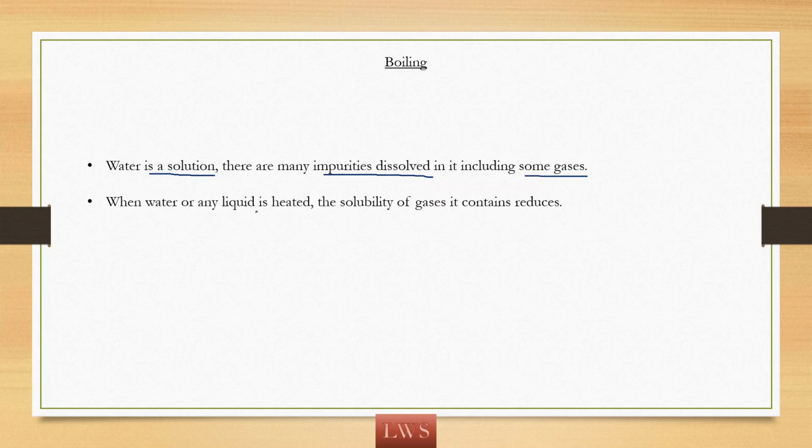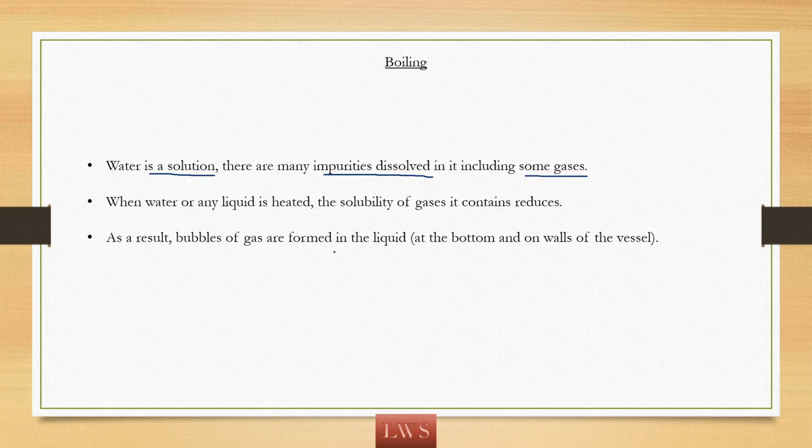When water or any liquid is heated, then the solubility of the gases it contains reduces. As a result, bubbles of gas are formed in the liquid at the bottom and on the walls of the vessel. So actually there are some gases which are dissolved in the solution, that is water. When we are heating, the temperature of the water is rising. When the liquid temperature rises, the solubility of the soluble gases decreases and they will come out of the liquid.